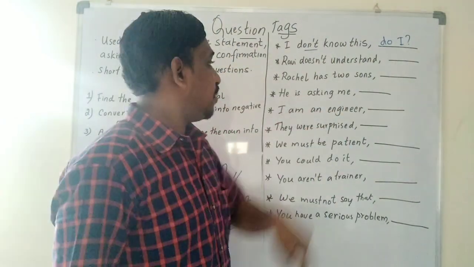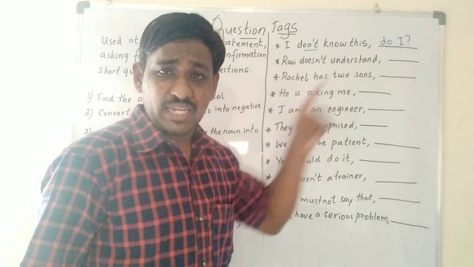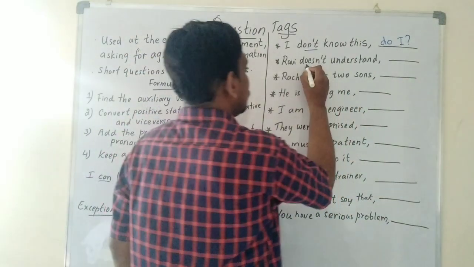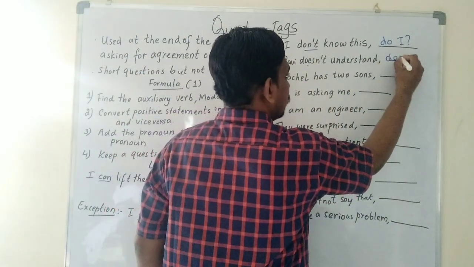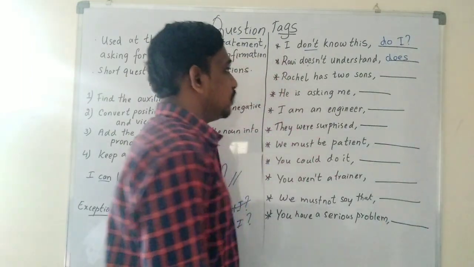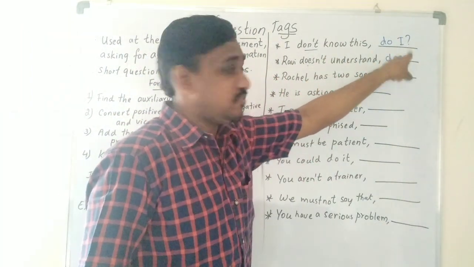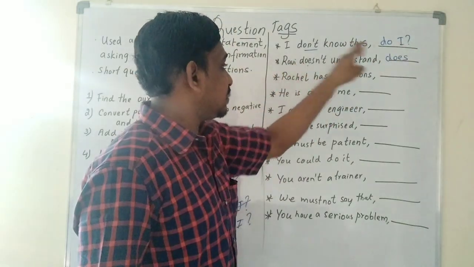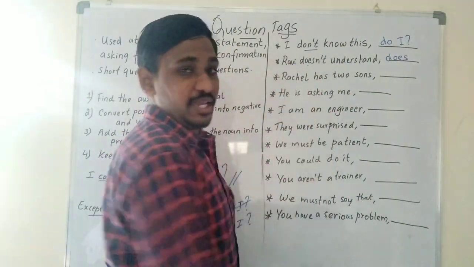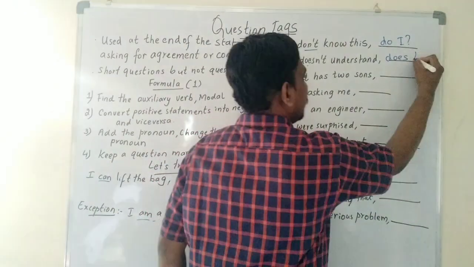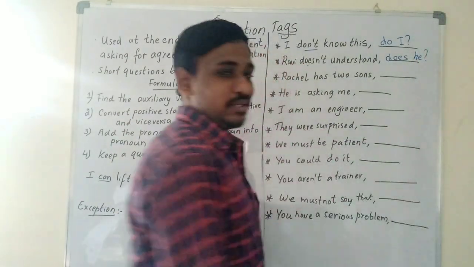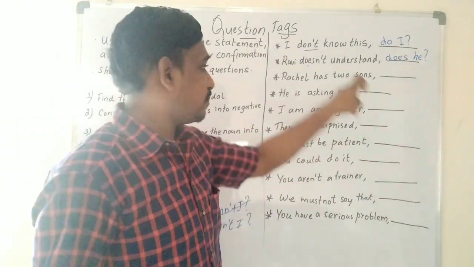The second one, Ravi doesn't understand. It's again negative. So what is it? Does. Negative, so you kept the same, positive. Does. Ravi doesn't understand. Who is Ravi? He. Does he? Is a question tag.